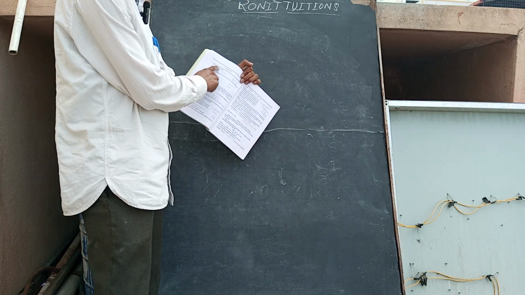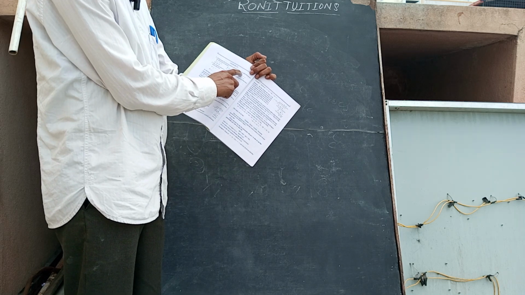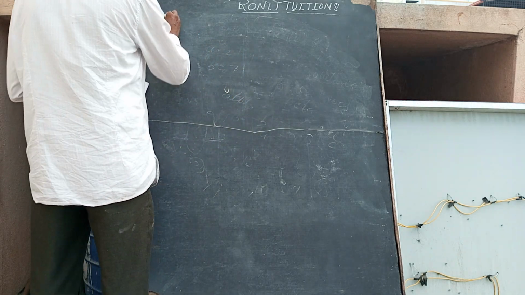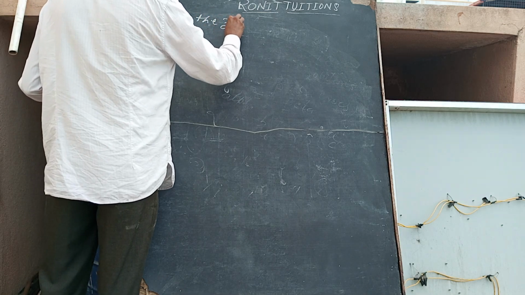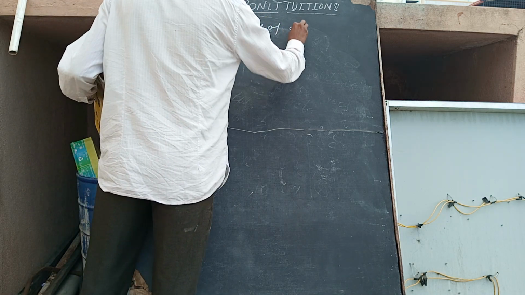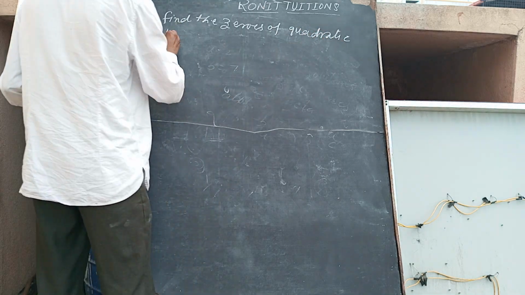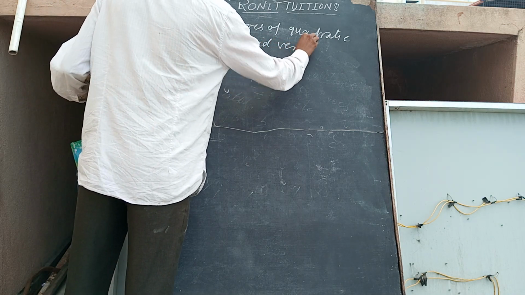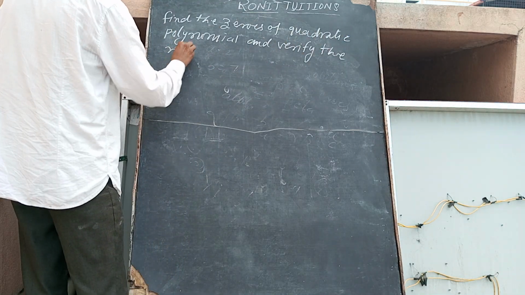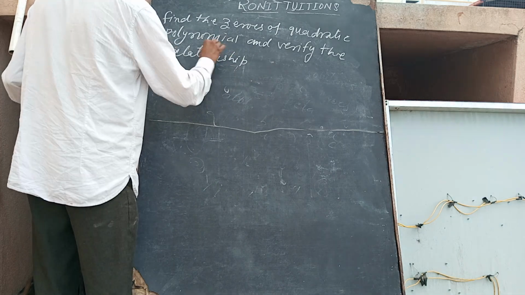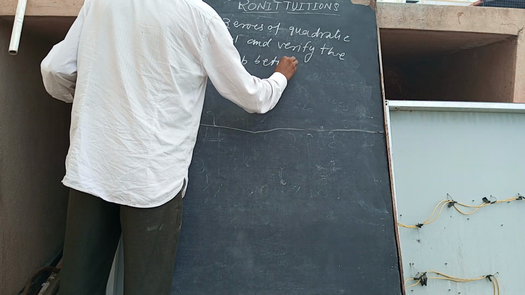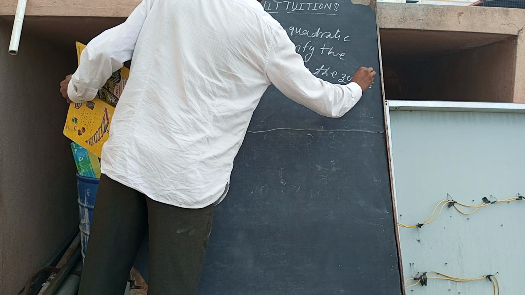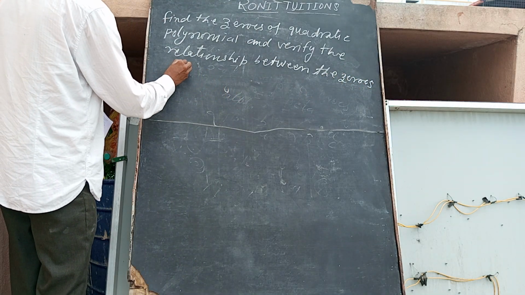Question written: find the zeros of the following quadratic polynomial and verify the relationship between the zeros and the coefficients. Finding the zeros, first what we have to find? Find the zeros of the quadratic polynomial, and verify the relationship between the zeros and the coefficients.